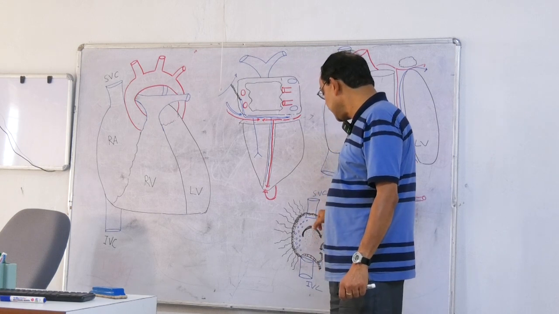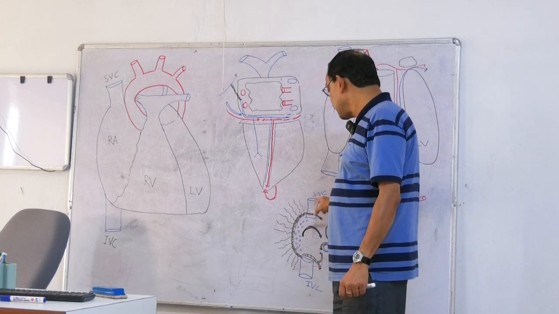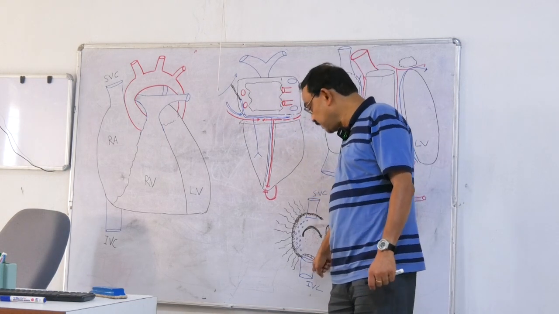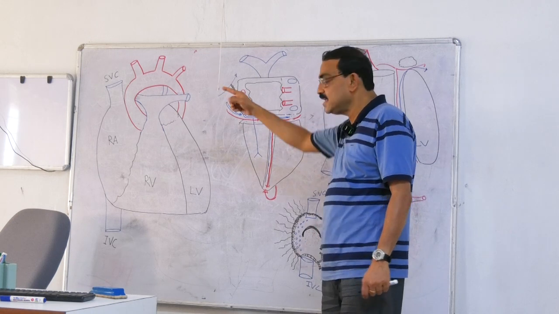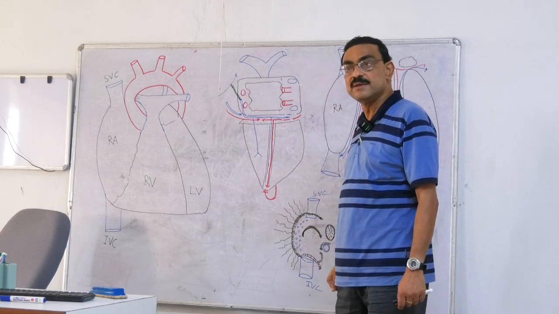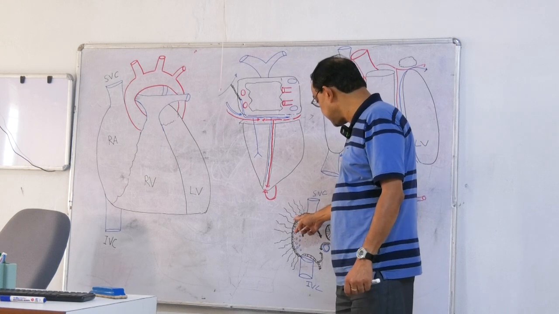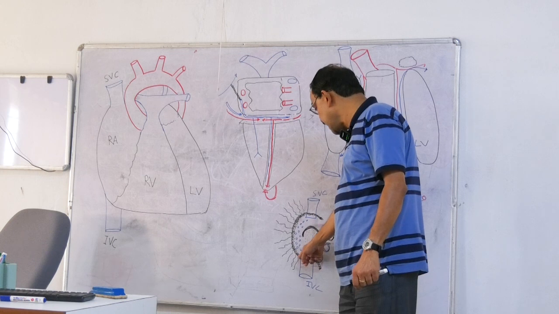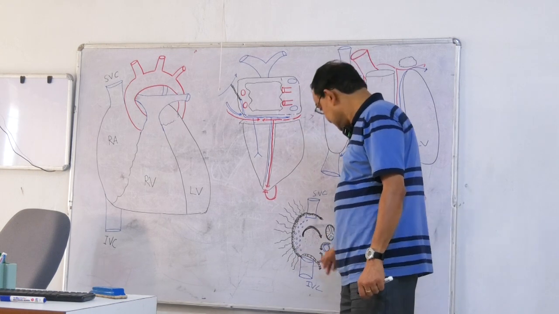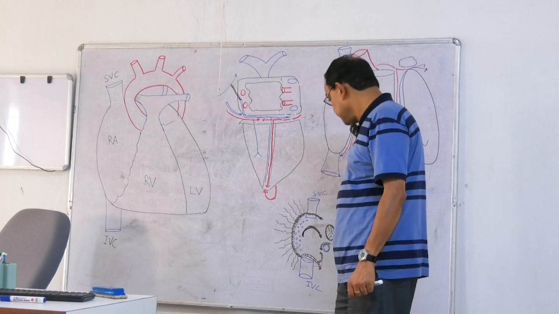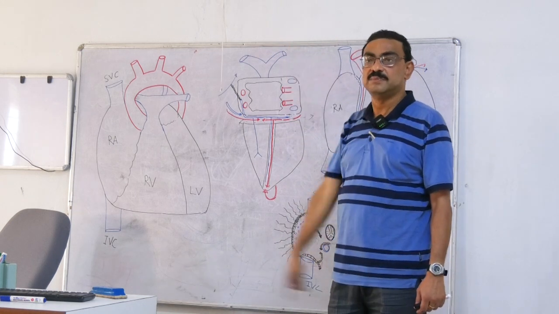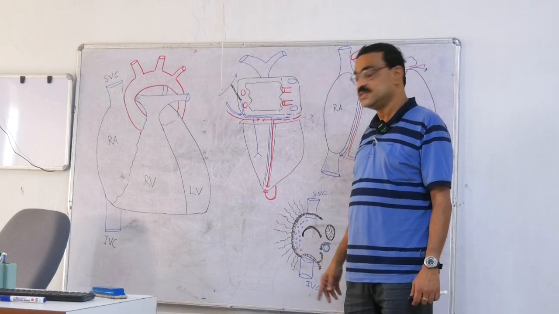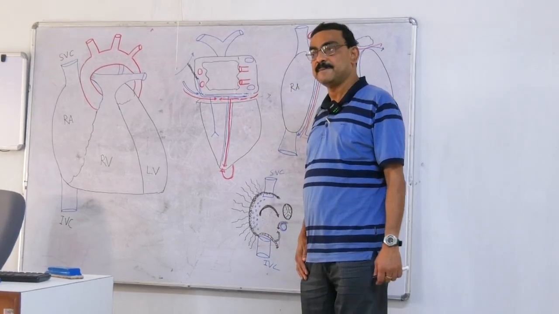Now, here within that we can see the opening of the superior vena cava. Here, inside, we will see the opening of the inferior vena cava. The superior vena cava is in front, covered by the crista terminalis, and ultimately it ends here. This is the inferior vena cava. Superior vena cava has no valve, but the inferior vena cava has a valve. It's called the valve of the inferior vena cava.